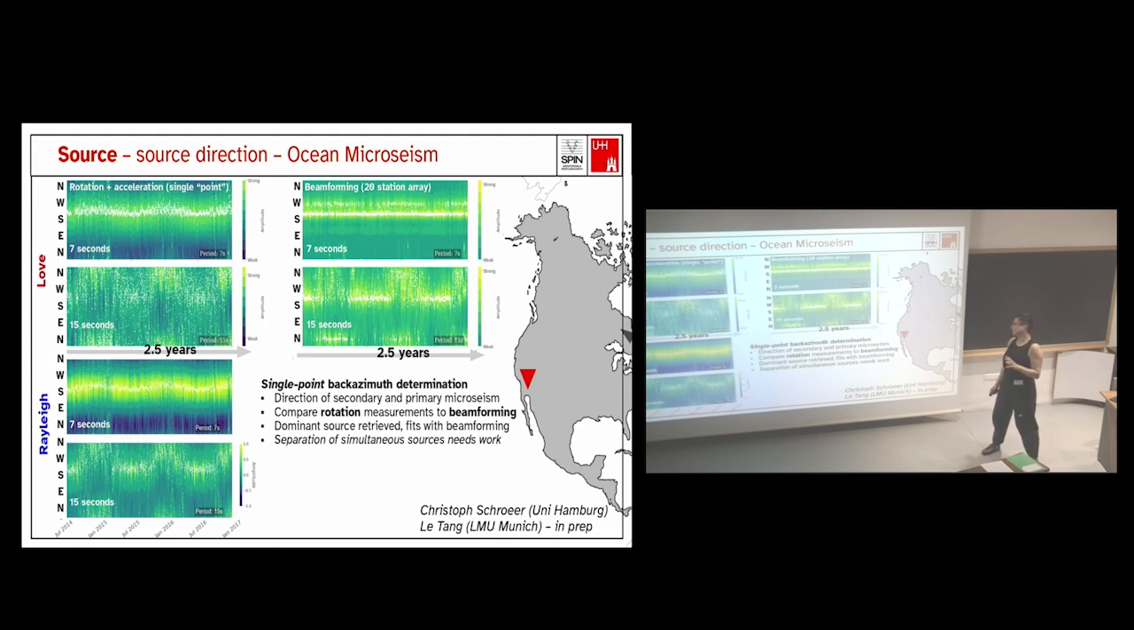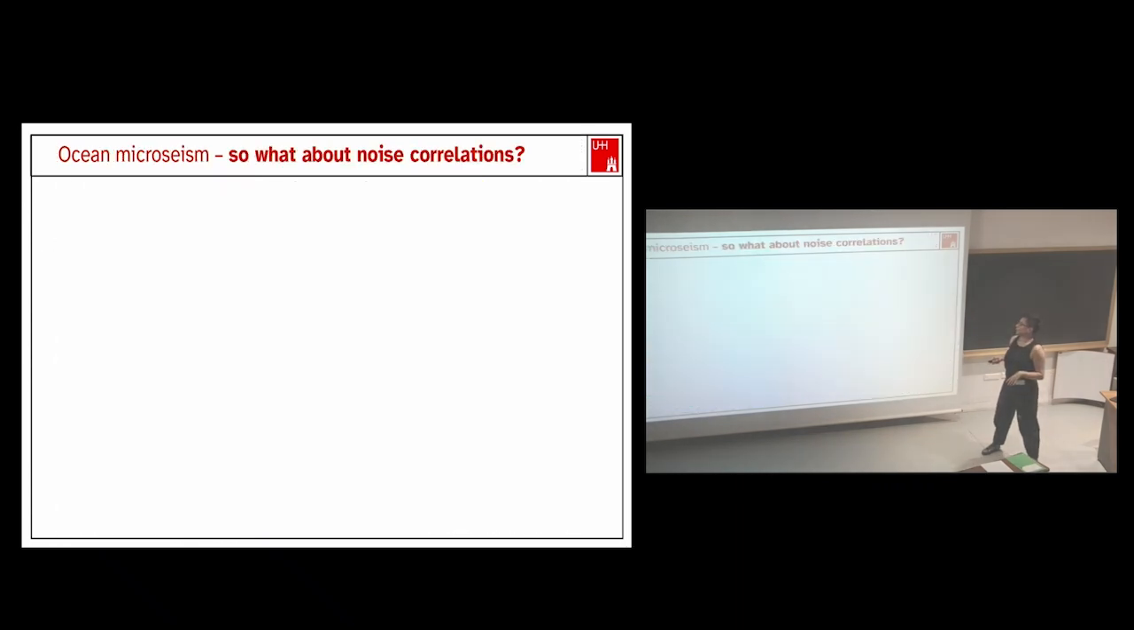The main point here is that this, let's say, rotation beamforming with a single station works reasonably well compared to actual array beamforming. And the second point is that we do pick up the ocean microseism on the rotation components. So everybody sitting here who's used to doing ambient noise correlations probably now thinks, what about the correlations of ambient noise? At least I thought so, so I tried it out.